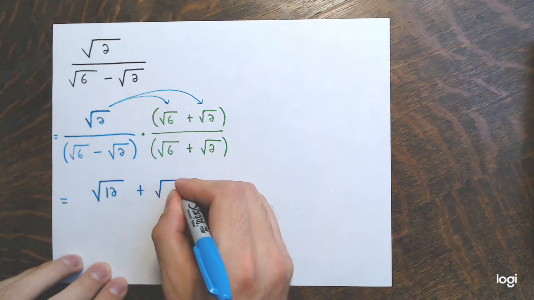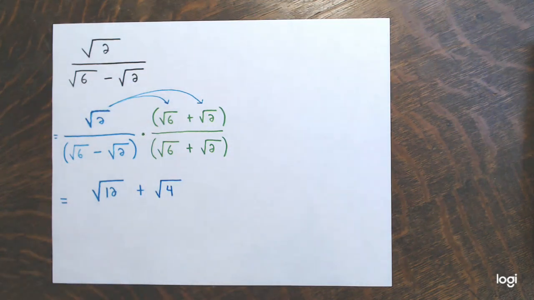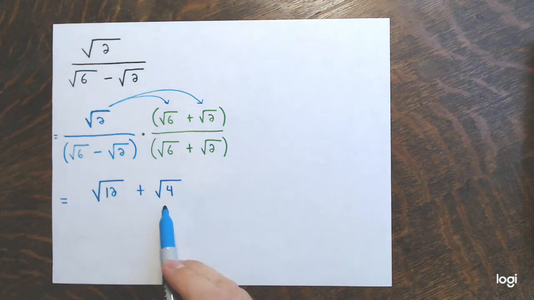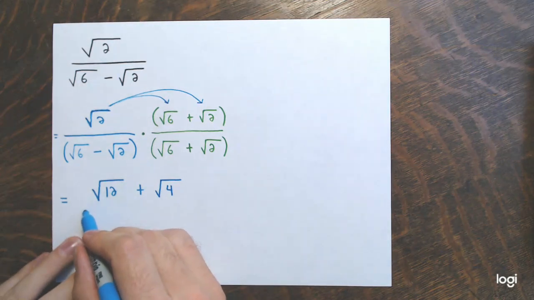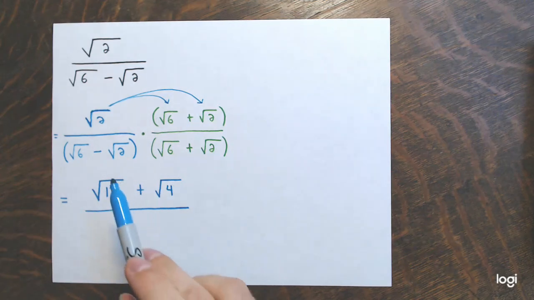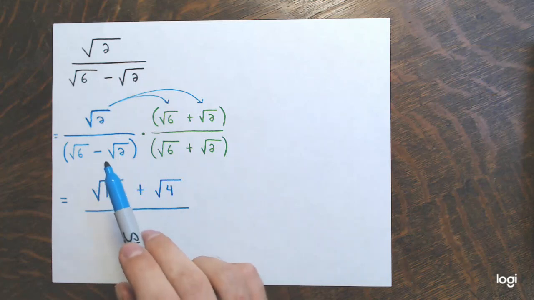That's the square root of 2 times 2, or 4, and I will simplify these radicals in a second. Right? They are able to be simplified. There are perfect squares that go into 12 and of course 4 evenly. So that's the numerator. And then the denominator is that multiplying two conjugates. So I'll end up with a difference of squares.